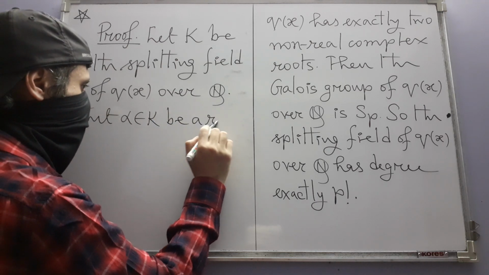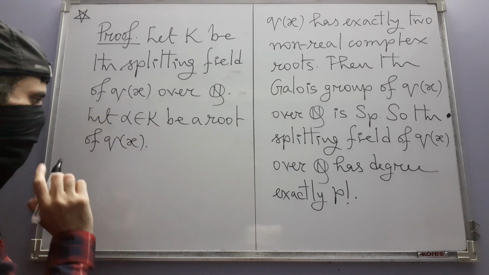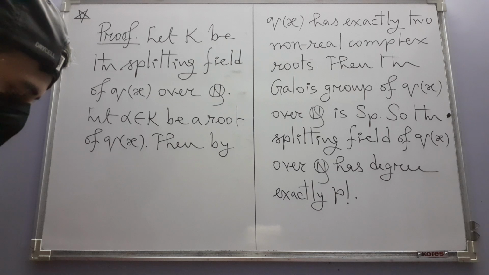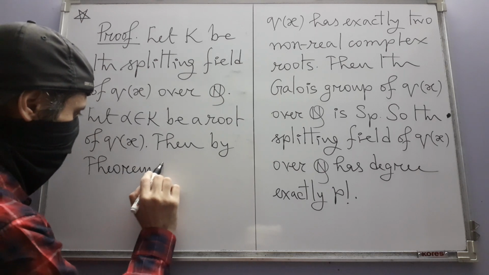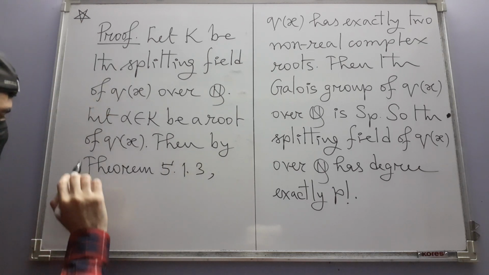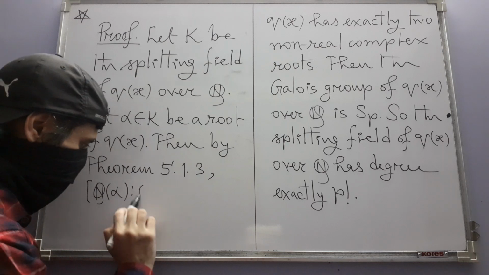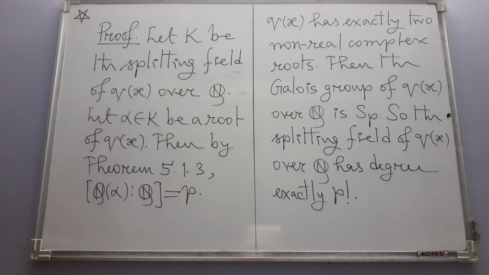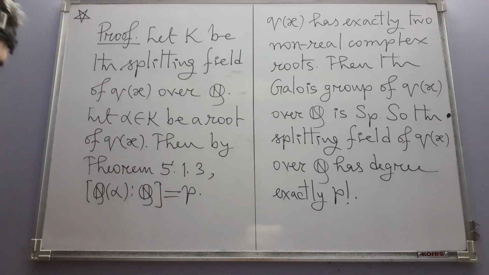Let alpha in K be a root of q(x). Then the text says that by a previous result, and that previous result is Theorem 5.13, the degree of the extension of Q obtained by adjoining alpha to Q over Q is equal to P. But exactly how are we getting this? I mean, at once it doesn't really become clear. So let's see what went on here behind all these things. What is exactly going on?